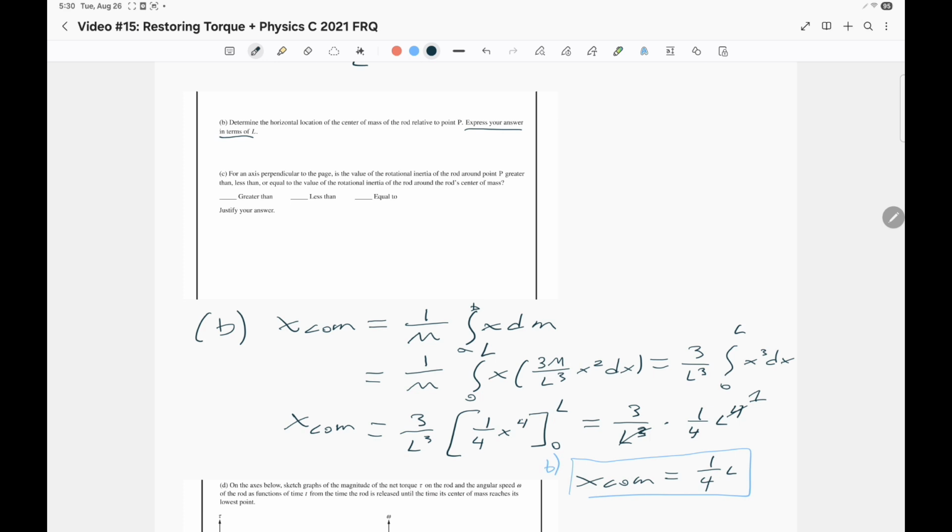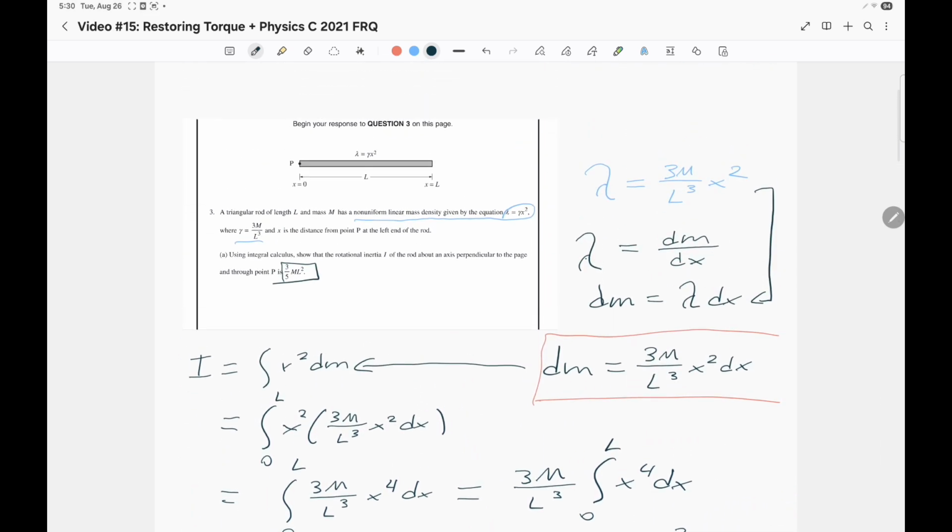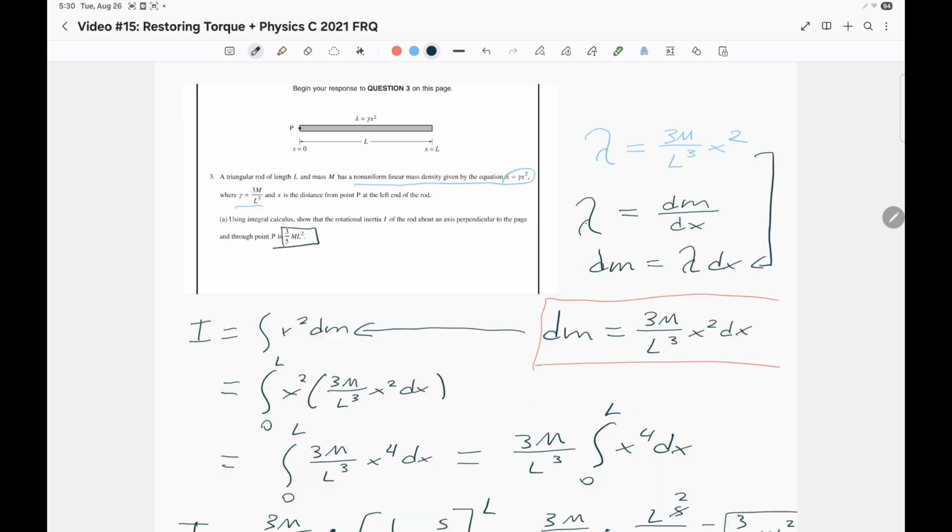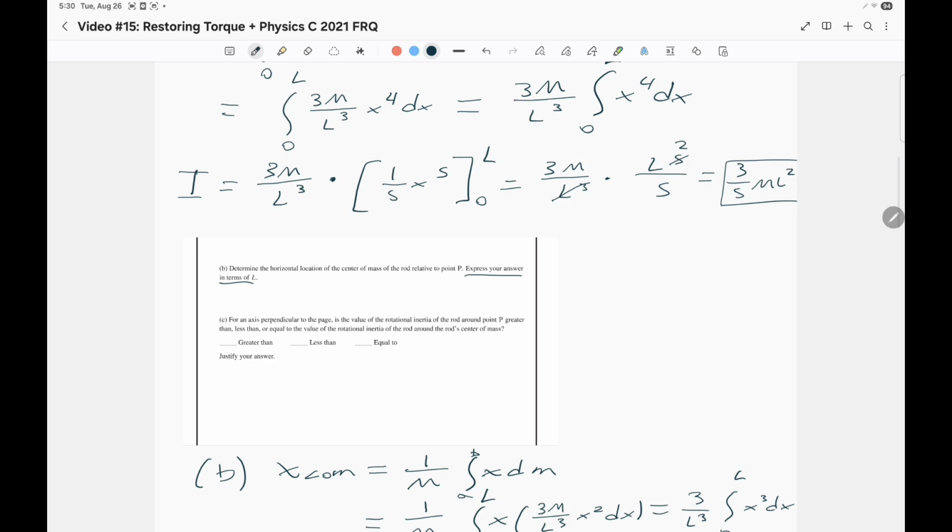Just as before. Is the value of the rotational inertia of the rod around point P greater than, less than, or equal to the value of the rotational inertia of the rod around center of mass? Okay. I hope that when you read this question, your first urge is not to find the rotational inertia around the center of mass. In part A, you solved for it around point P, perpendicular to the page. And now they ask to compare that to around the center of mass. They don't ask you to actually find the value of the rotational inertia around the center of mass. But if you wanted to, you could.